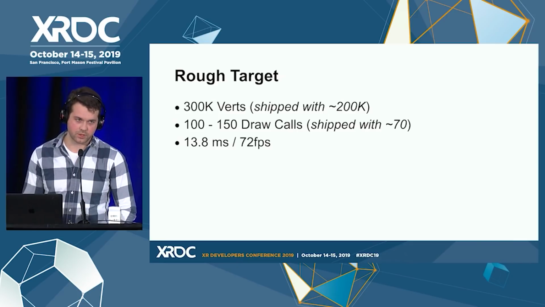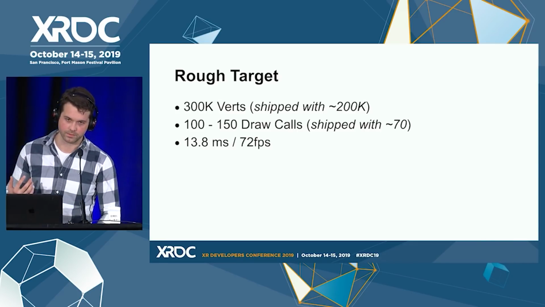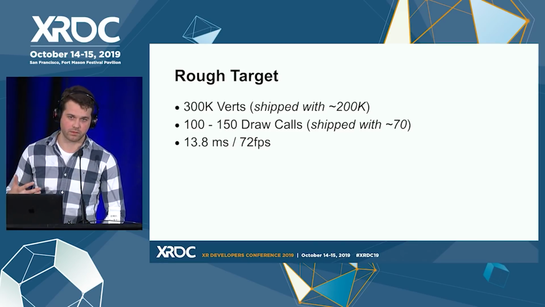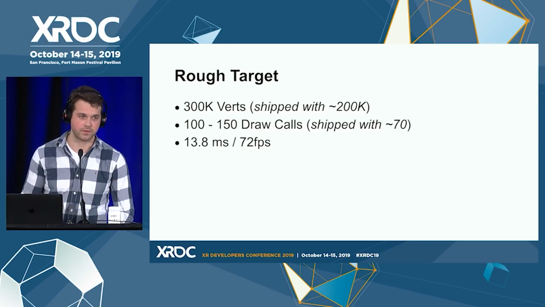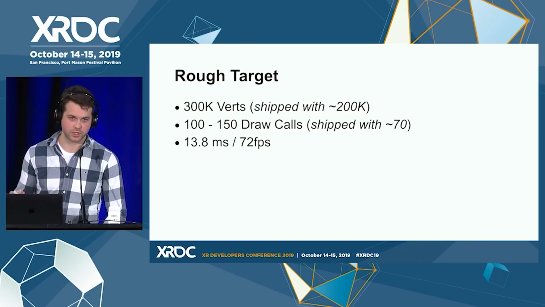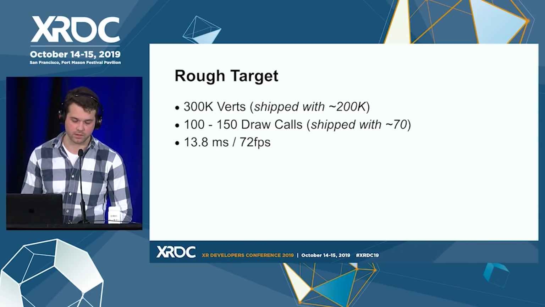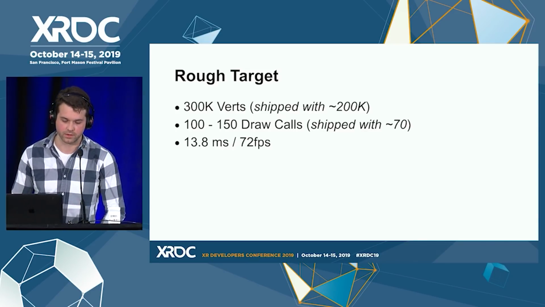So the rough target you should aim for is 300,000 verts for your entire scene, characters, etc. Creed shipped with around 200,000. You should aim for around 100 to 150 draw calls. Creed shipped with around 70. We were pretty aggressive with our environment optimization, merging a lot of things down to get those draw calls down.